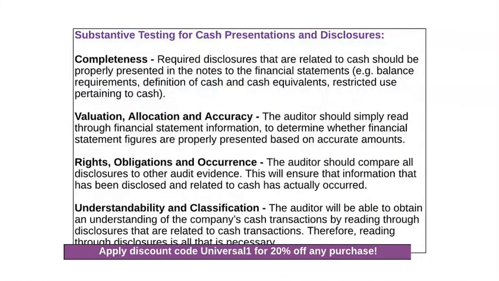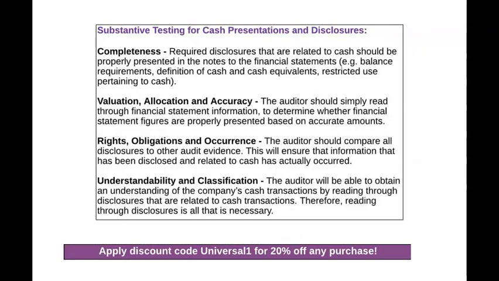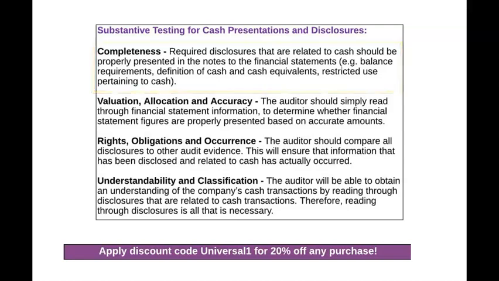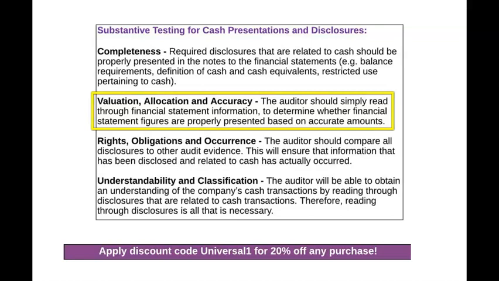Okay, so presentation and disclosure related to cash. All right, let's quickly run through our assertions related to presentation and disclosure. Regarding completeness, all we're doing here is we are going to make sure that all of the required disclosures about cash are included in the notes to the financial statements, right? So this could be stuff like restricted cash. Does the company have any regulations that define cash as well as cash equivalents, okay? So that's completeness. Valuation, allocation, accuracy, we're going to simply read the footnotes here. All we're doing is we are going to make sure based on our best knowledge that the valuation is going to correspond to what is actually presented in the financial statements.